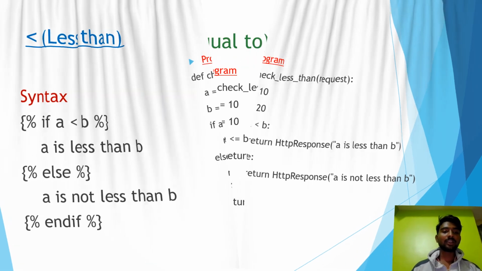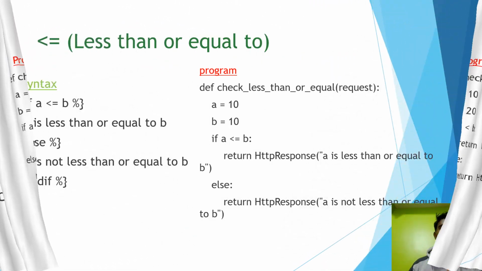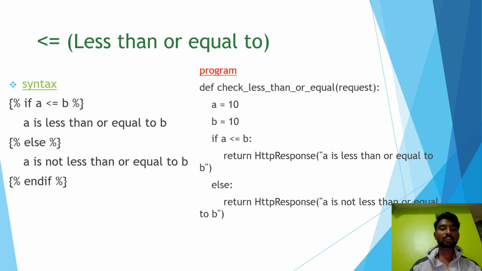In the same way, less than or equals to. In this we say that this is the syntax for this. If a less than or equals to b, it returns the output as a less than or equals to b. If the condition is not satisfied, then it goes to the else part.